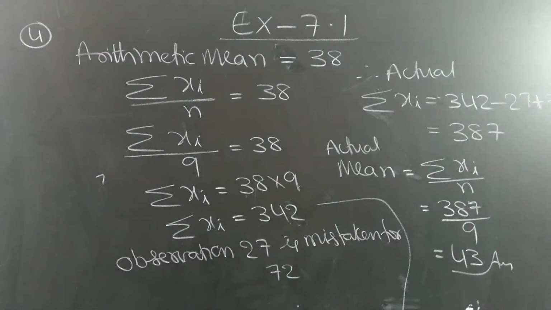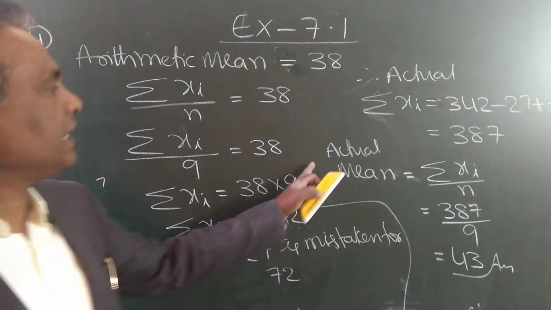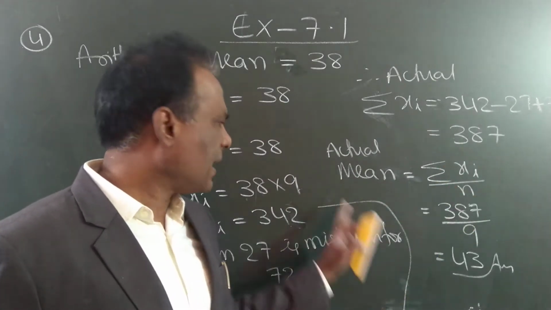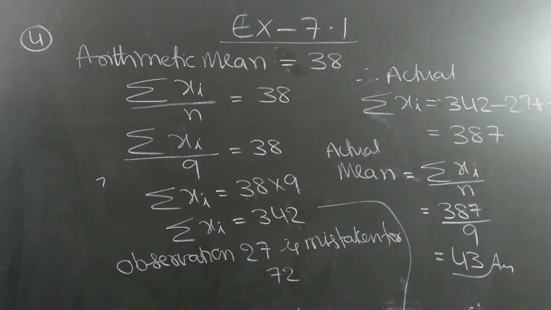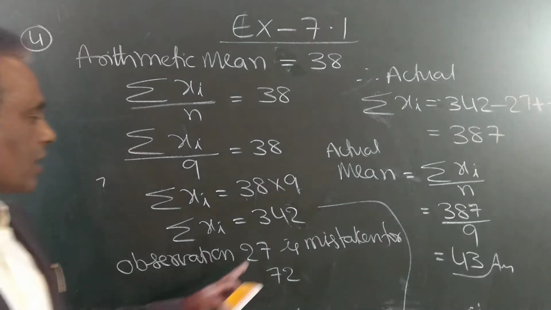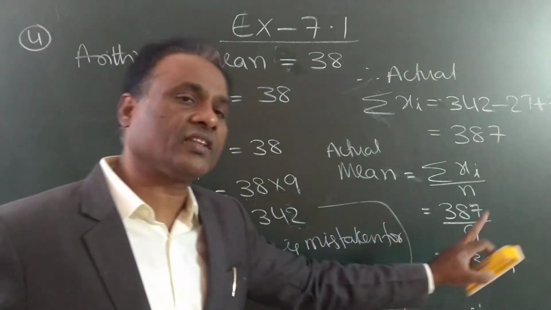So 5th is over. Now 6th question. Sixth problem. The correct mean or actual mean? Mean formula? Same. Sigma. Mean or arithmetic mean? Both are same. Wrong number is subtracted, correct number is added. 387 by number of observations 9. Correct mean is 43, not 38. 43 is the correct mean.